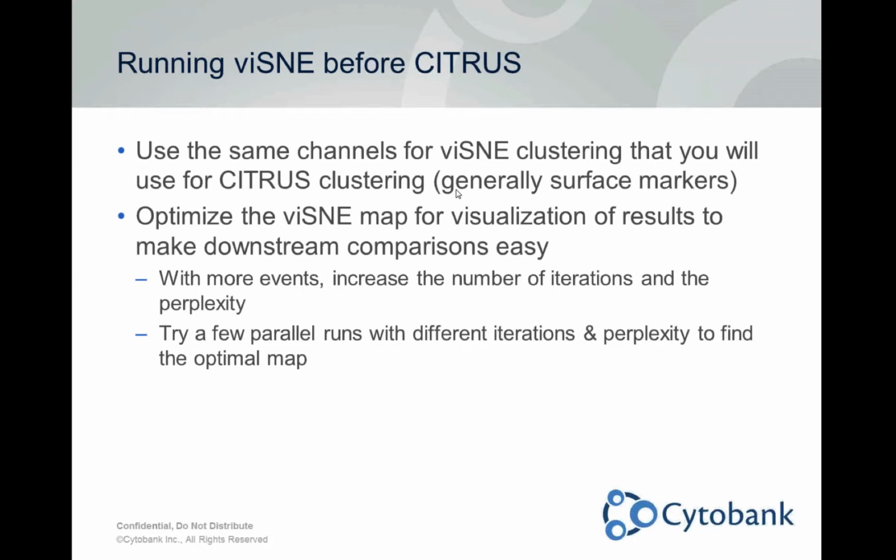However, after setting up ViSNE with those surface marker channels, essentially the channels you want to use to separate your cell types, then feel free to optimize the ViSNE map for visualization of the results to make the downstream comparisons easy. So basically, this just means tune your ViSNE controls to make the map look better.